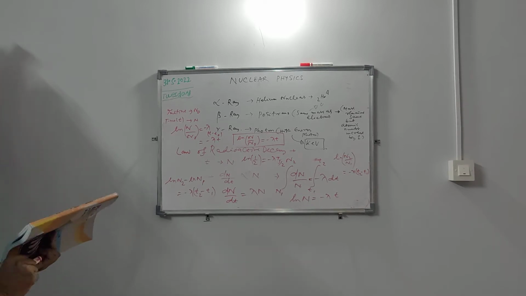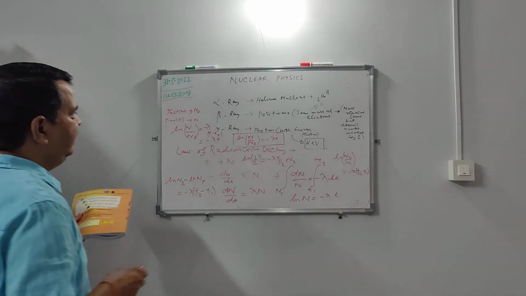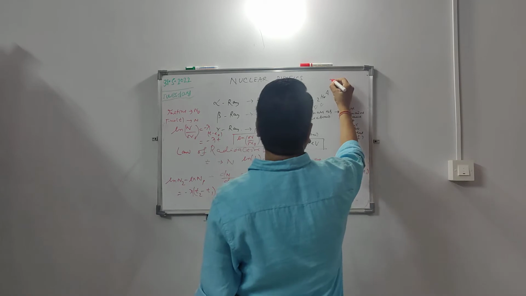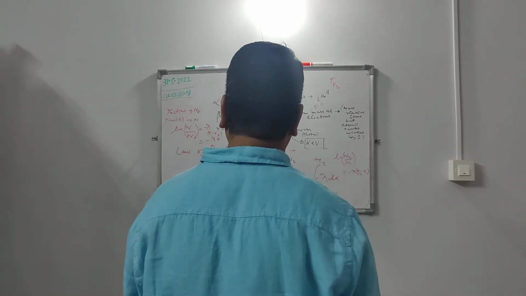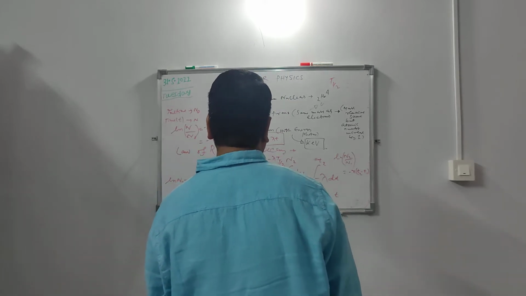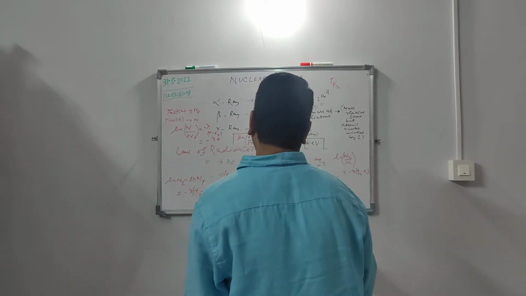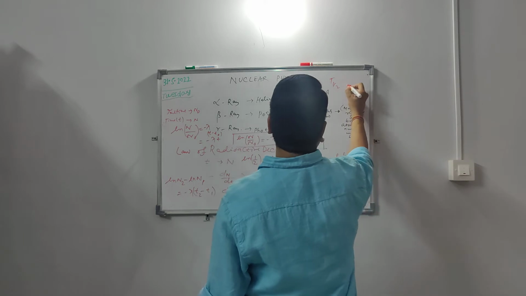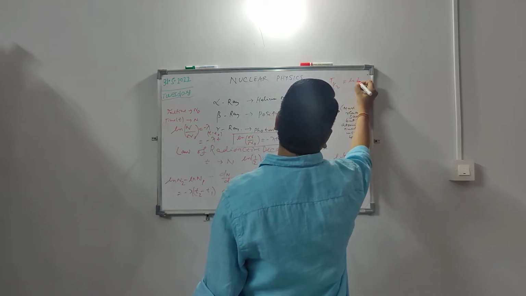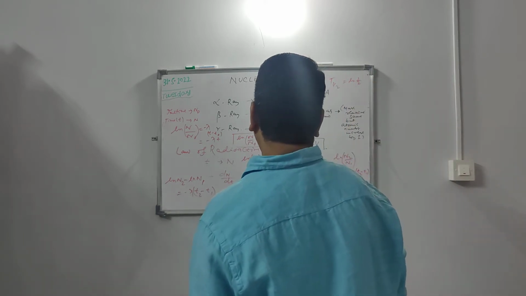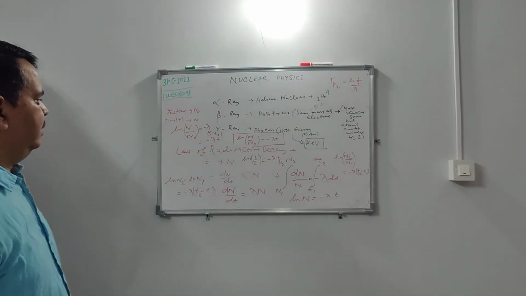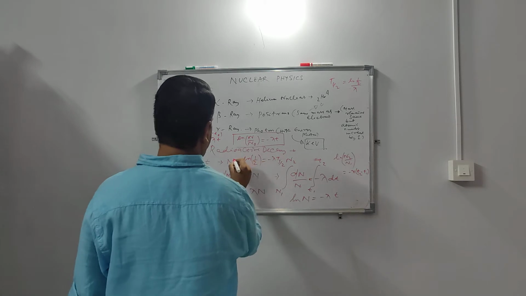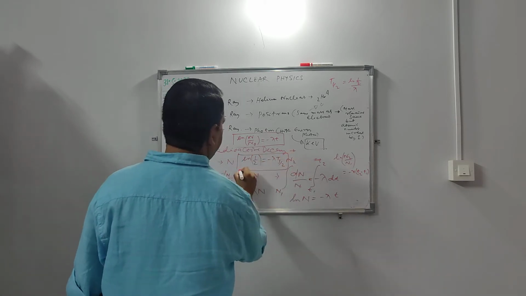So t half will be equal to ln half divided by lambda, right? So this is the equation to derive half life.